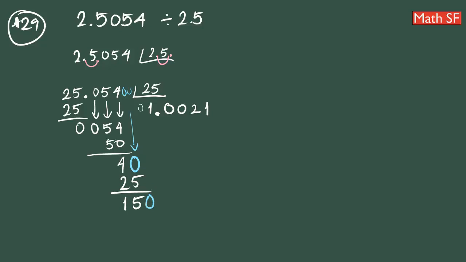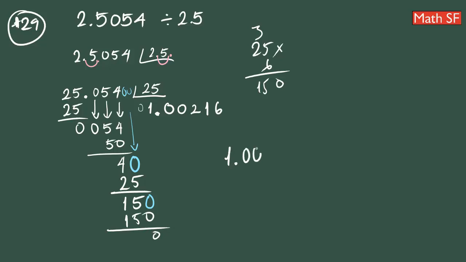So now 25 times 6. Let's try that out. 6 times 5 is 30. 6 times 2 is 12, plus 3 is 15. So it's going to be 150. So it goes 6 times, that's 150, and it went evenly. Therefore, our answer is 1.00216.